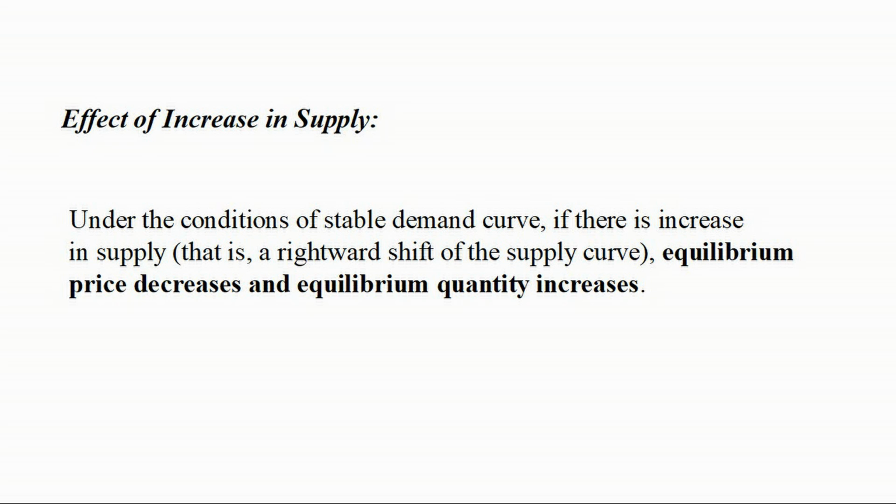So whenever there is an increase in supply, that is a rightward shift in the supply curve, equilibrium price will decrease and equilibrium quantity increases. Let us see the graph in order to analyze it with the real-life situation.